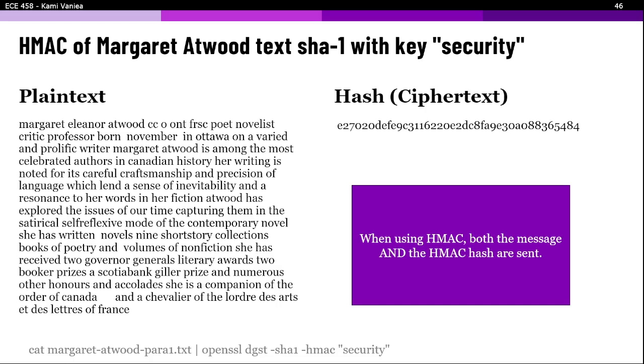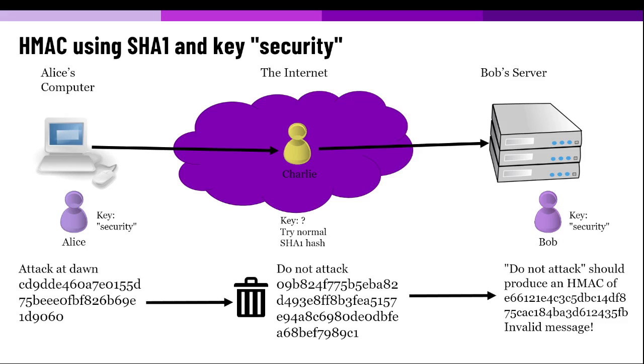Yeah, and so if I were sending this, I would be sending both the plain text on the left and the hash on the right, and I'd send them at the same time. And that's fine because if Charlie here, my attacker, sees this, he doesn't have the key. So this is the threat model this is meant to protect against.